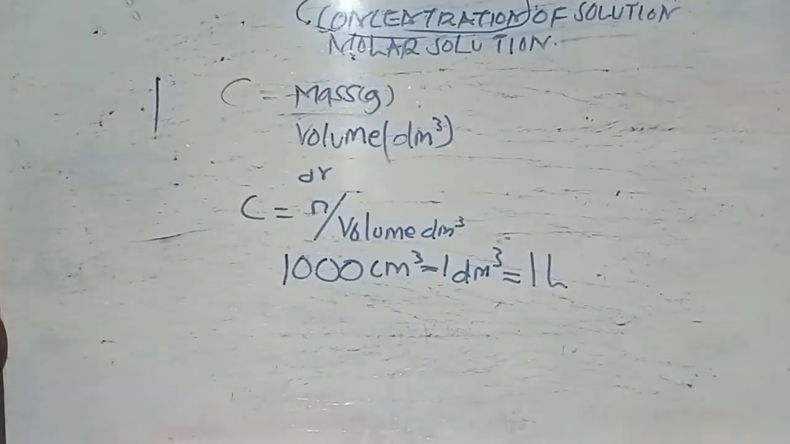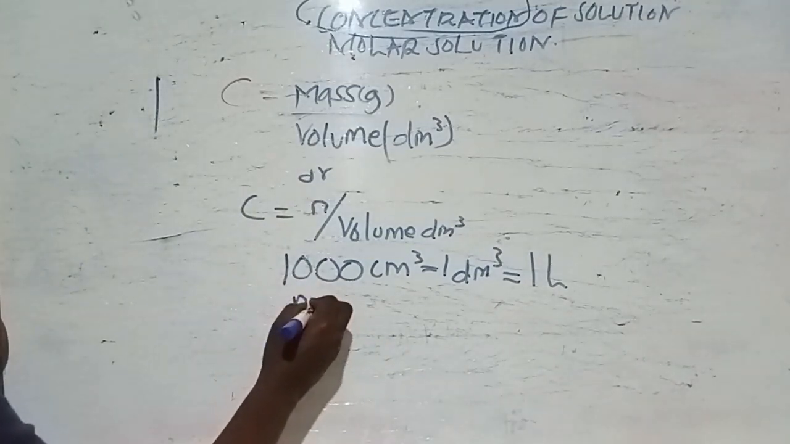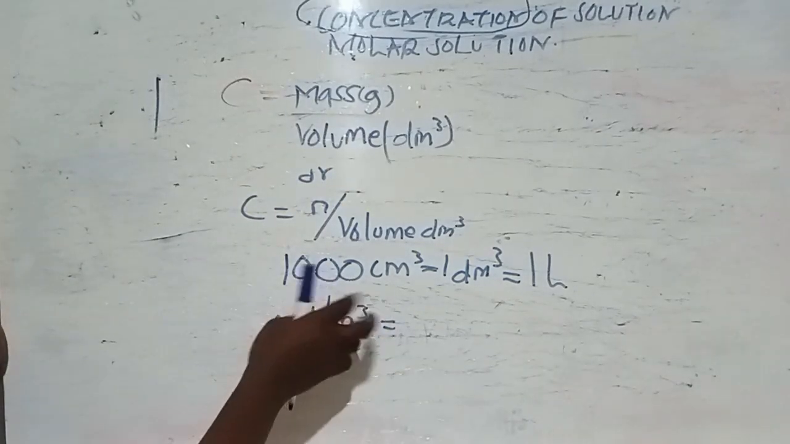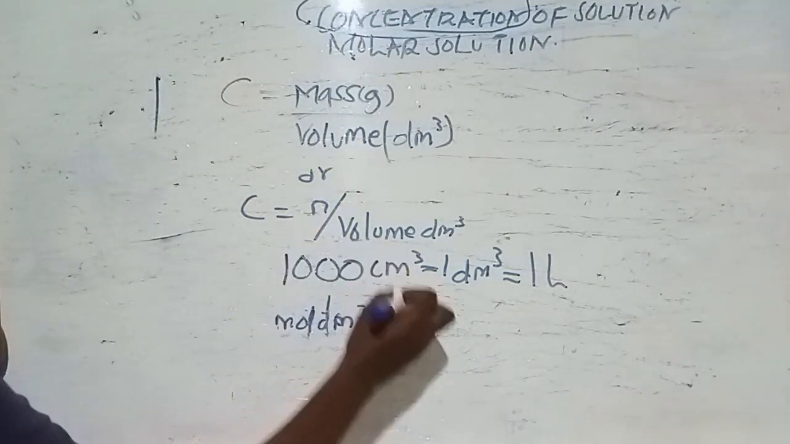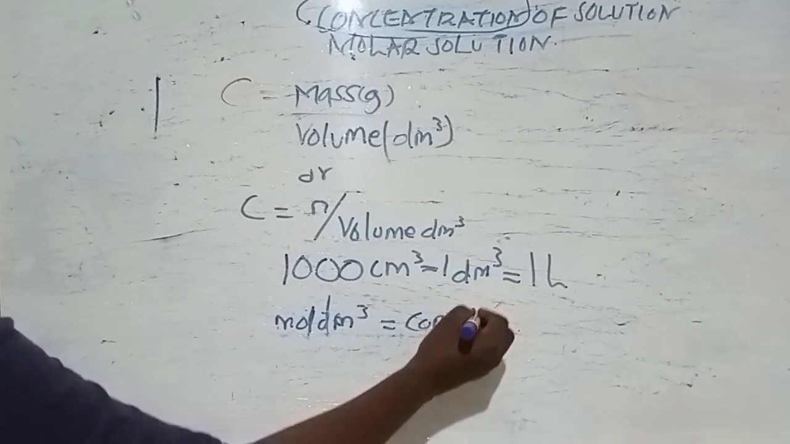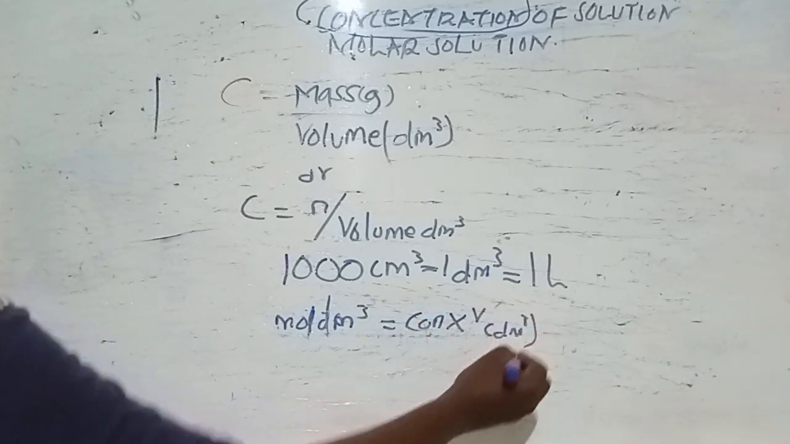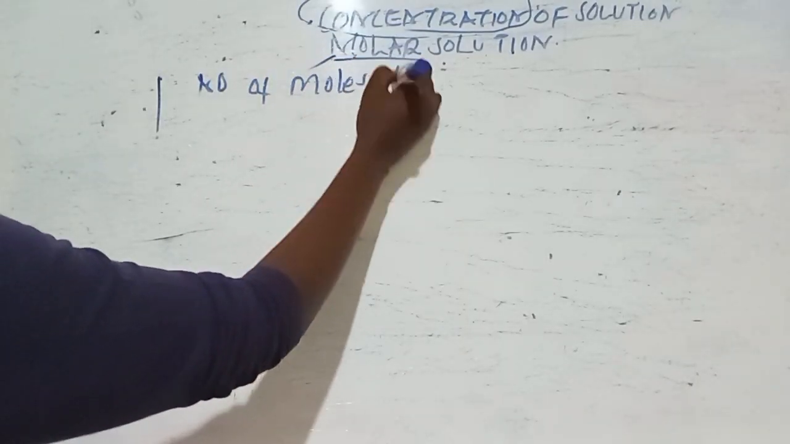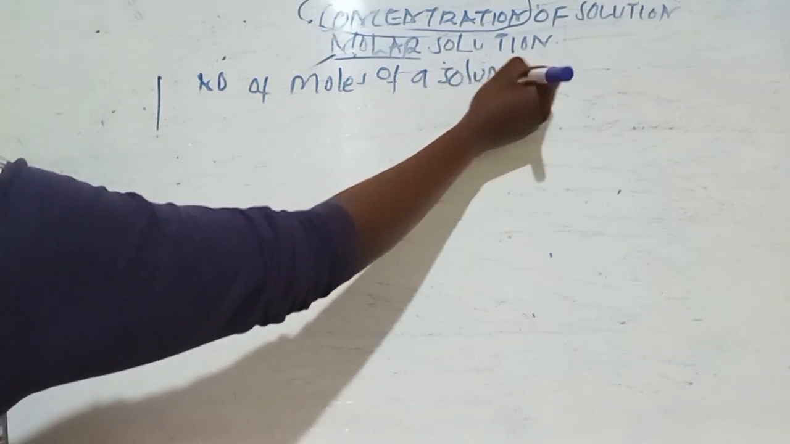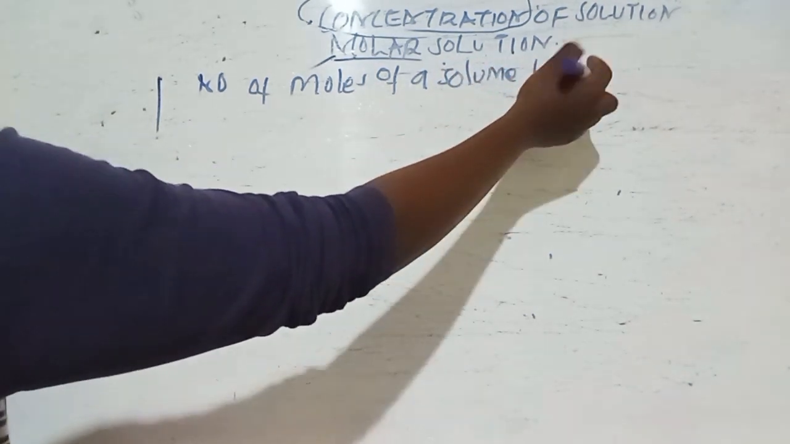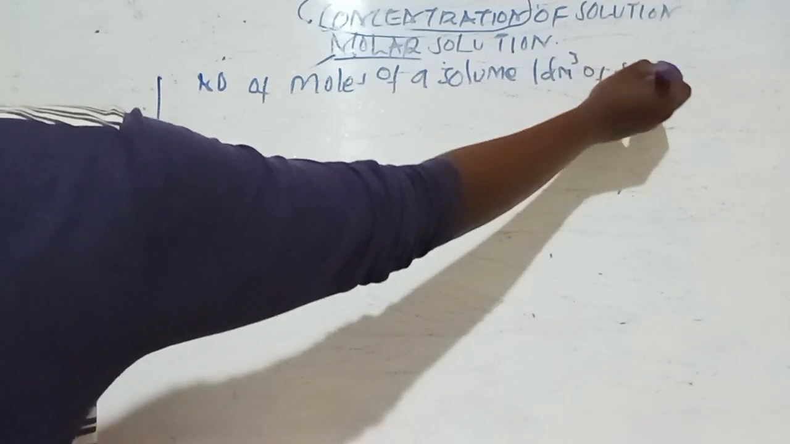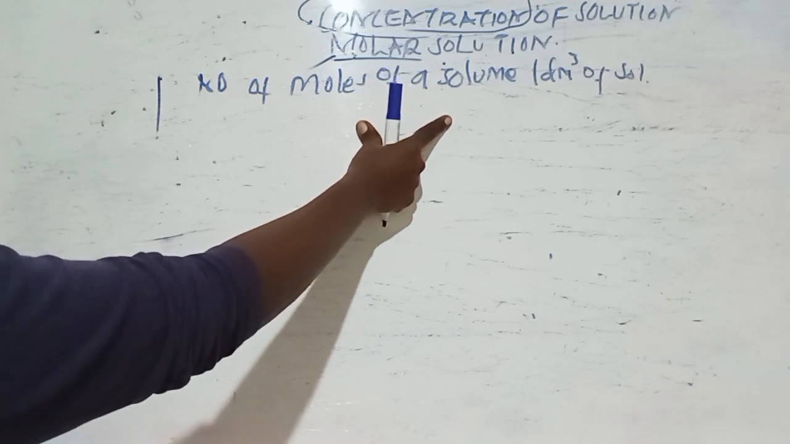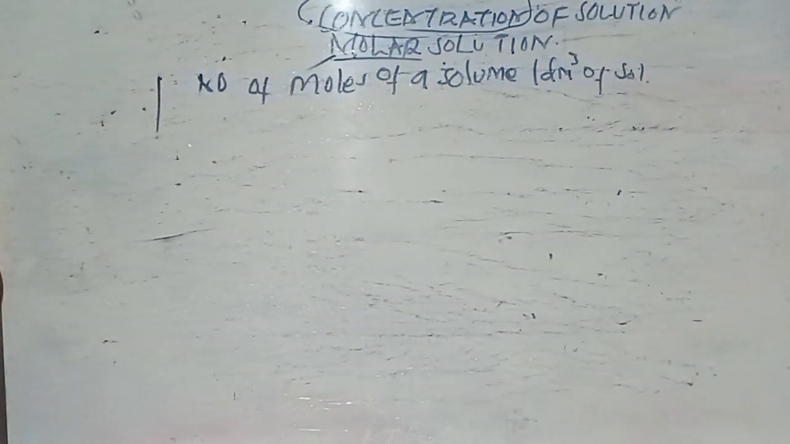Now, how do you calculate moles? Moles is expressed in terms of the concentration of a solution: the moles is given by taking the concentration of a solution, you multiply by the volume of your solution. Okay, molarity is simply the number of moles of a solute in 1 decimeter cubed of a solution. It is the number of moles of a solute in 1 decimeter cubed of a solution, or in 1 liter of a solution.